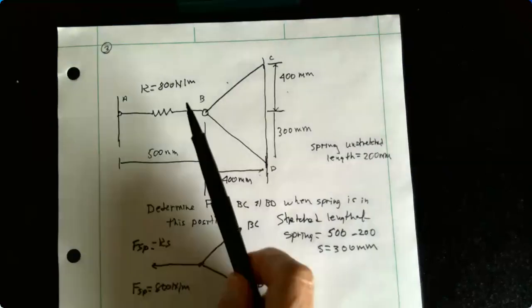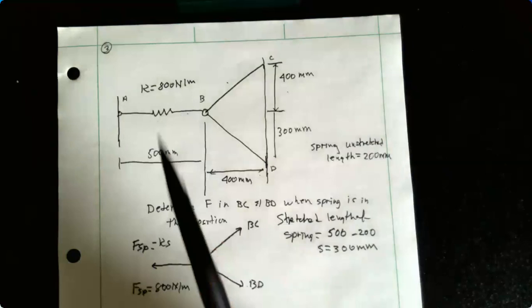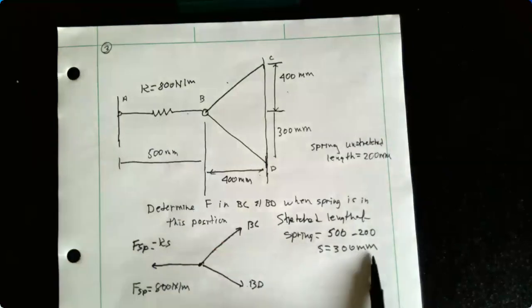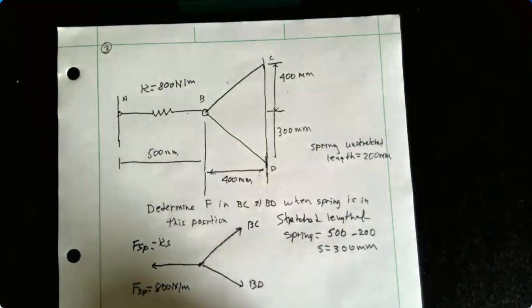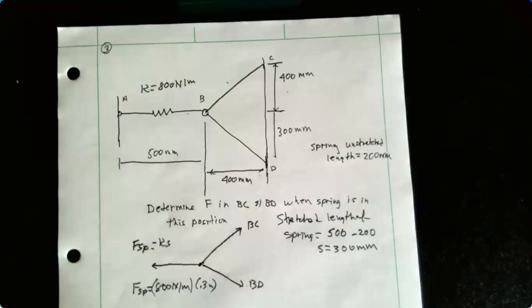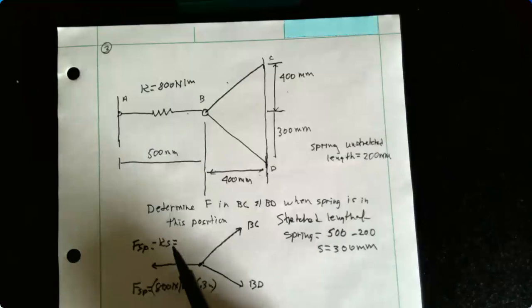And this is the first place that you could make a mistake. K, the units are newtons per meter. We have millimeters, so we need to make sure that our S is in meters. So 300 millimeters is 3/10 of a meter. So 3/10 times 800 is going to be 240 newtons. So the force in the spring then is 240 newtons.